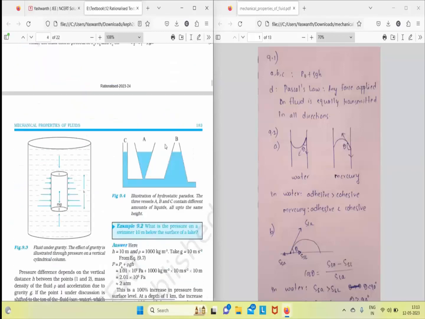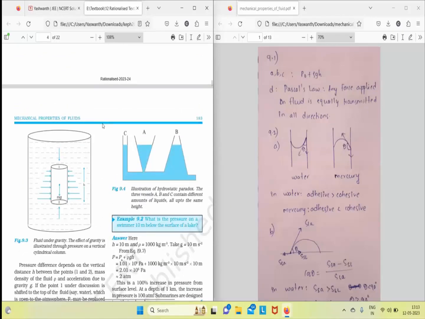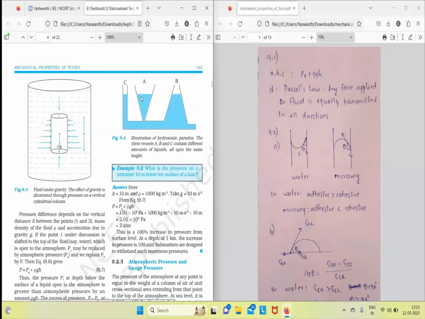In this chapter we'll learn one important thing called buoyancy. We experience this many times, whenever we go to a swimming pool or whenever we drown a jug into a bucket full of water, we experience some kind of upthrust. This is what we call buoyancy.